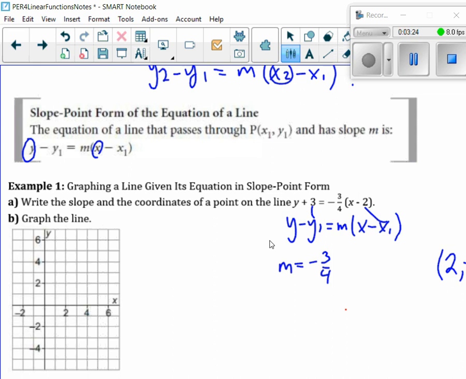Do you see that? Minus is part of the form of the equation. So that means x1 has to be 2. And do you see, in order for this to be a plus, this really must be y subtract negative 3, because the minus is part of the form. So the y1 must be negative 3. Okay, so then how am I going to graph this? I put a point at 2, negative 3, which is right there. And then I do a slope of down 3 over 4. So down 3 over 4, 1, 2, 3, 4. And then I connect the dots, and I'm done.